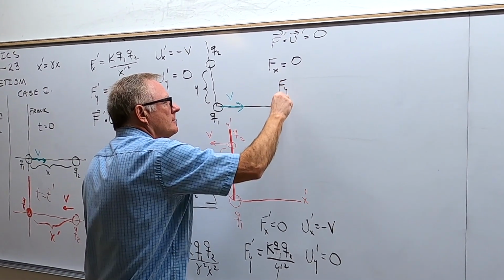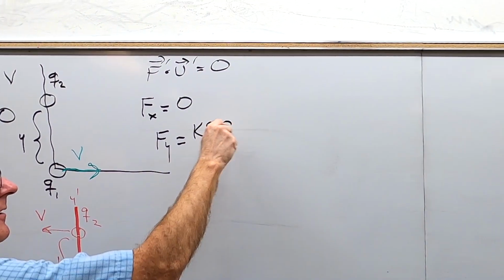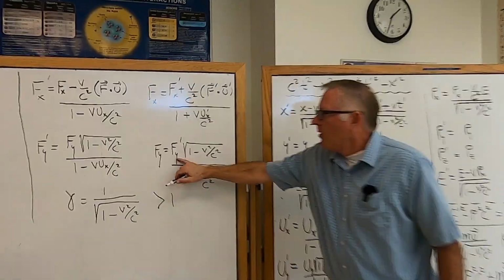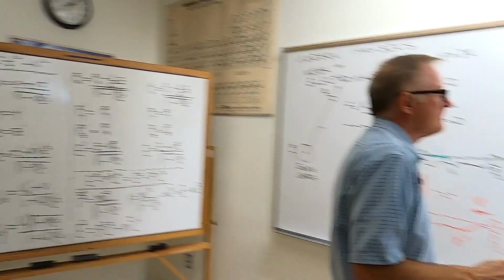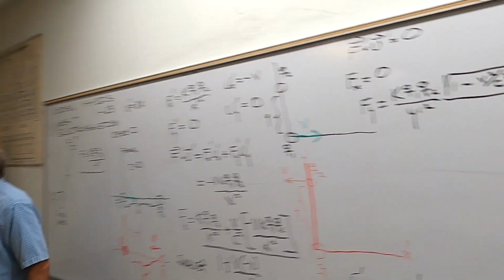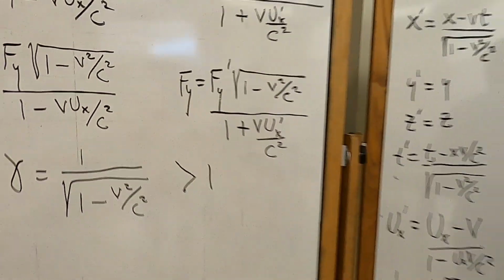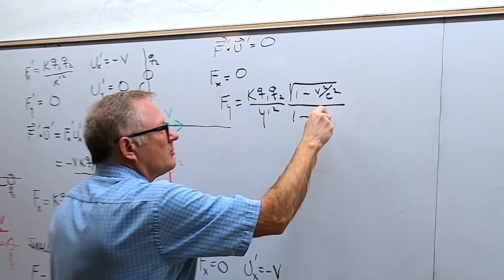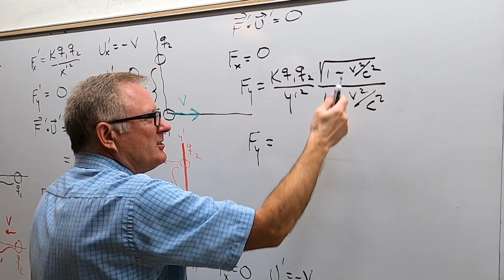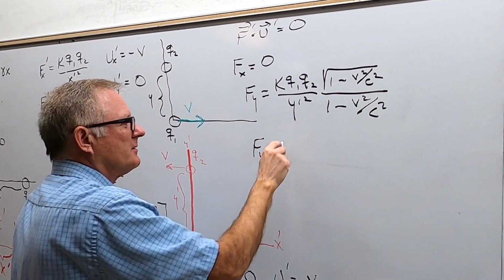Now let's get fy. Well, fy is fy prime, so it's k q1 q2 all over y prime squared times the square root of 1 minus v squared over c squared, divided by 1 plus v ux prime over c squared. But ux prime was minus v, so this is just 1 minus v squared over c squared. Okay, so fy, I can get rid of one of these square roots, and that means I only have a square root in the bottom, and that's just gamma in the top, because gamma is 1 over the square root. So I end up with gamma.